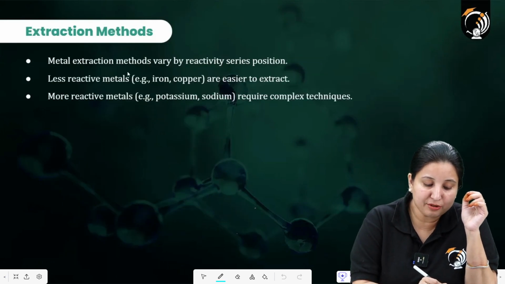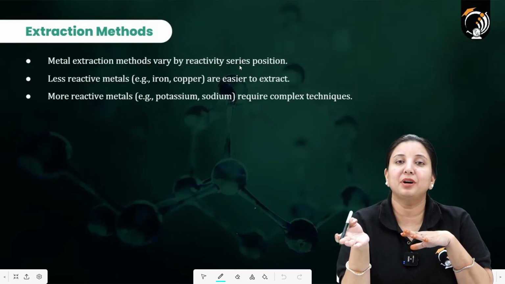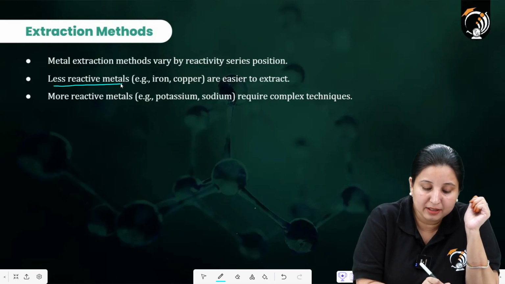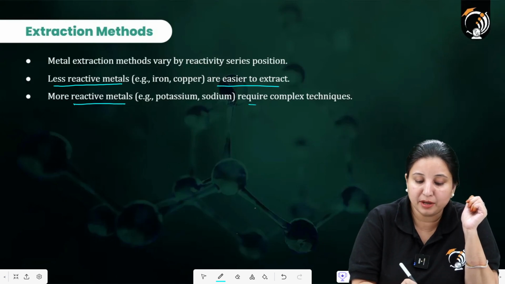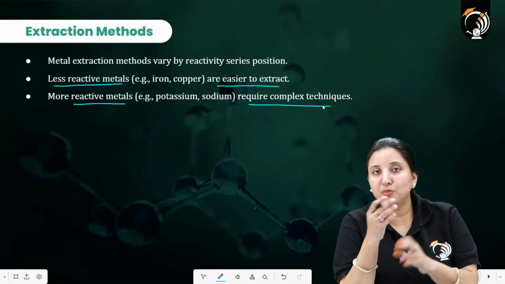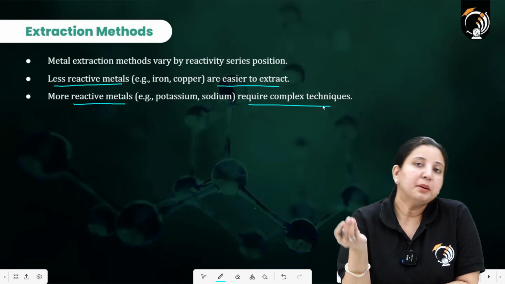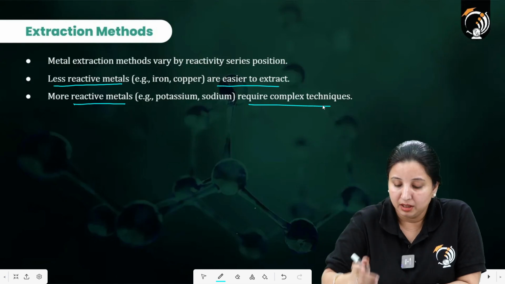Now, metal extraction methods vary according to the reactivity series again. Like least reactive metals are easier to extract, and more reactive metals require complex techniques, because more reactive means they are going to have a high percentage of impurities. But if I talk about the least reactive, they are going to have a lower percentage of impurity.